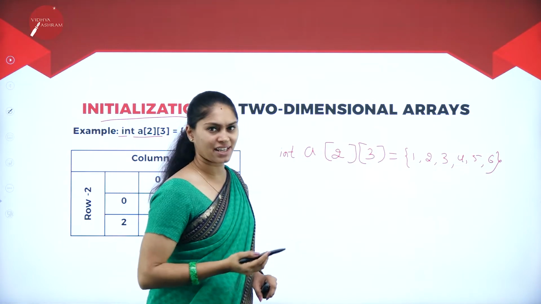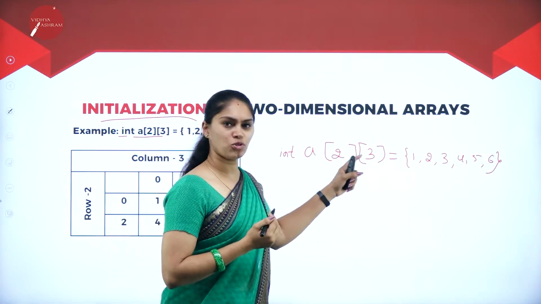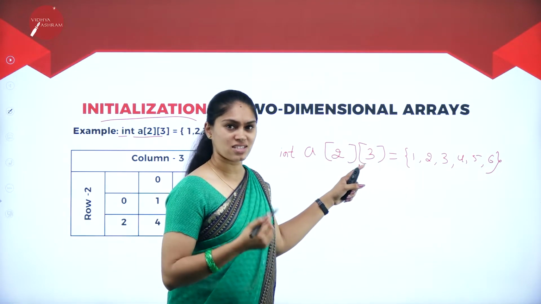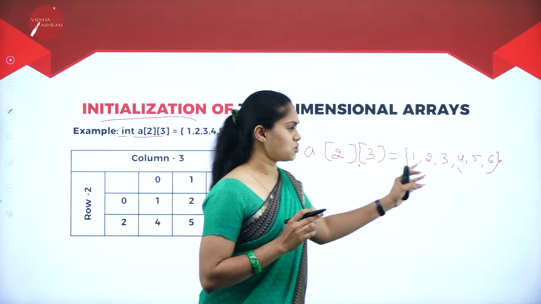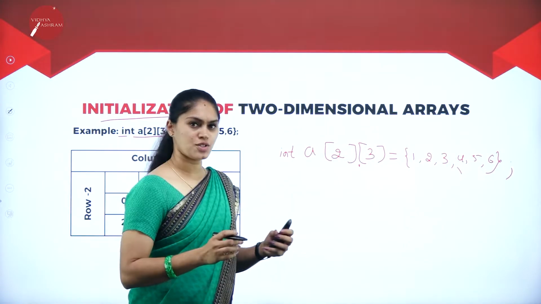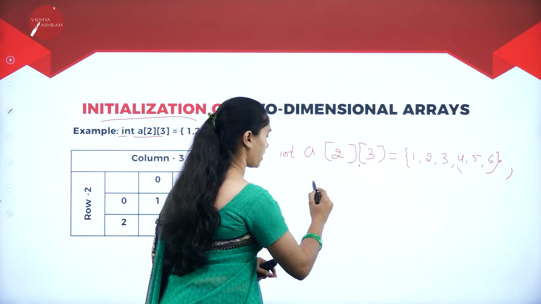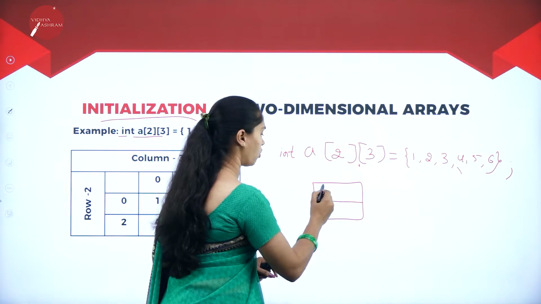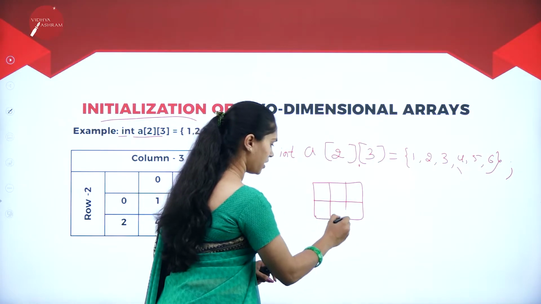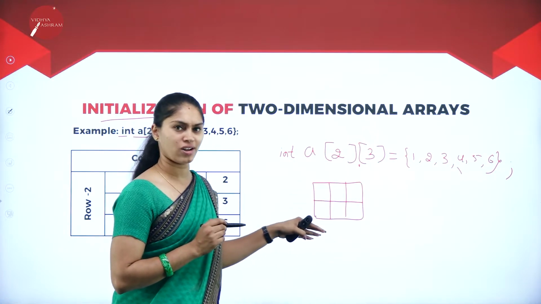How did I get 6 values? How can I know the number of elements? You multiply 2 cross 3, and 2 into 3 is 6. It has the capability to hold up to 6 elements. That is the initialization. Now we'll see how to represent this. How many rows do we have? We have 2 rows and 3 columns.